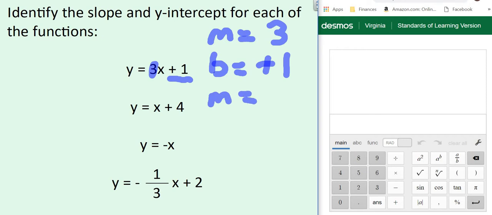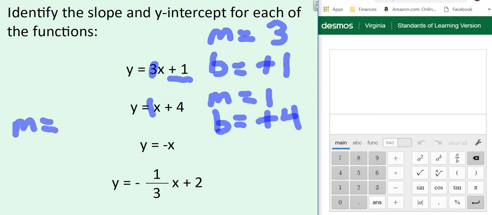My slope is whatever's with my x. It's an invisible 1, but it is there. And my b is my y-intercept. It's what's at the end of the equation, plus 4. I'm going to write on this other side just to keep it from being all scrunched together. My slope here is a negative 1, and there is nothing after that negative x, so that means my y-intercept is 0. That line goes straight through the origin with a negative slope.